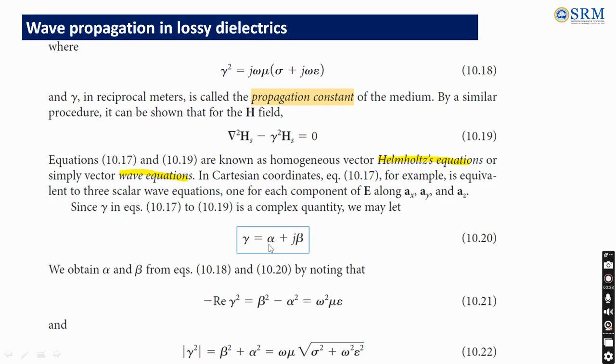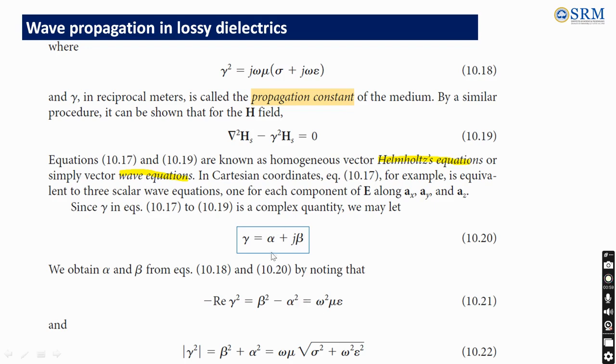If we take a plus b the whole square, we know that it is equal to a square plus b square plus 2ab, right? If we apply here, it is alpha square, for b square it will come minus beta square, plus 2j alpha beta, right? And from here, the real part is going to be equal to alpha square minus beta square, but we are going to take the negative of the real part, so beta square minus alpha square.